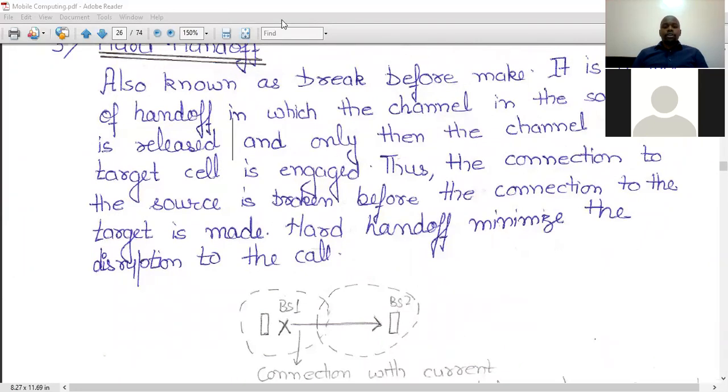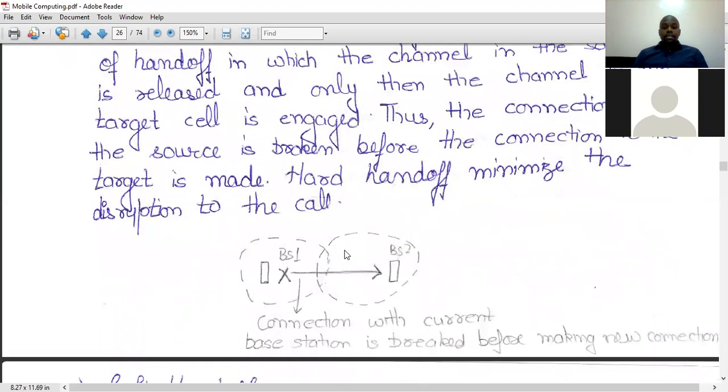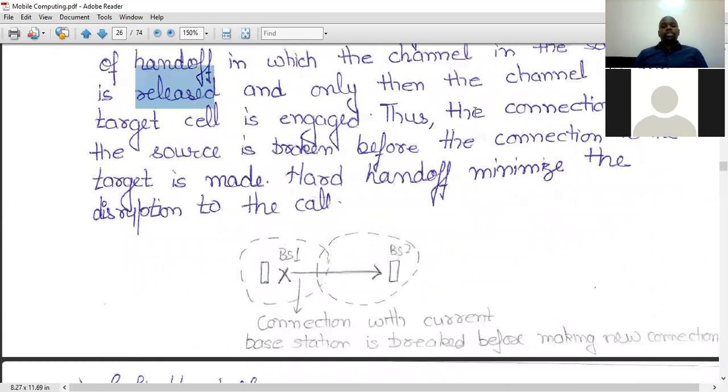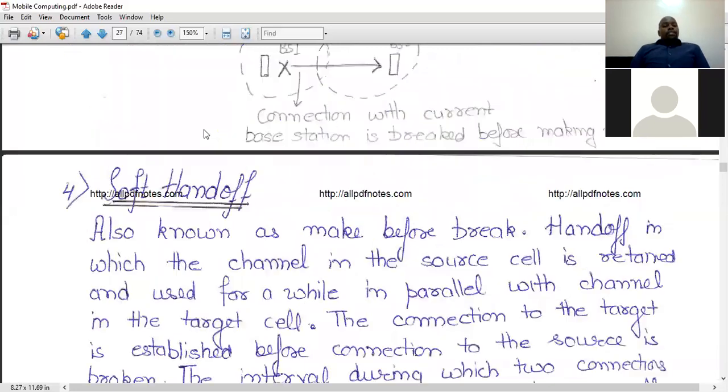So when you leave someone, ensure that they are completely free. You don't go back to check or to confirm. You leave them to leave them. You go and join another and you join. So that is hard handoff, right? So we are saying that it is a type of handoff where the channel in the source cell is first released, and after that channel or frequency is released, then the channel in the target cell is engaged. So it is an efficient kind of handoff.